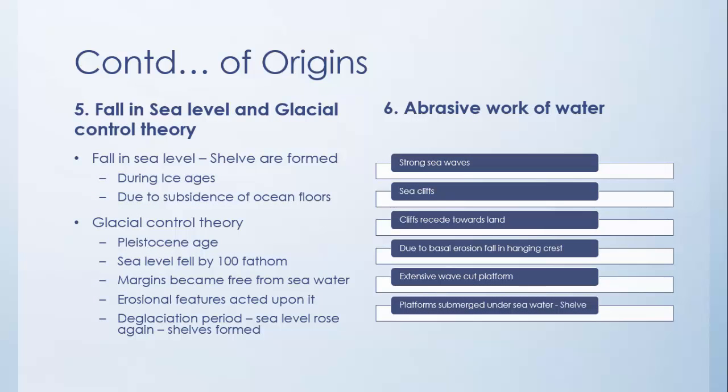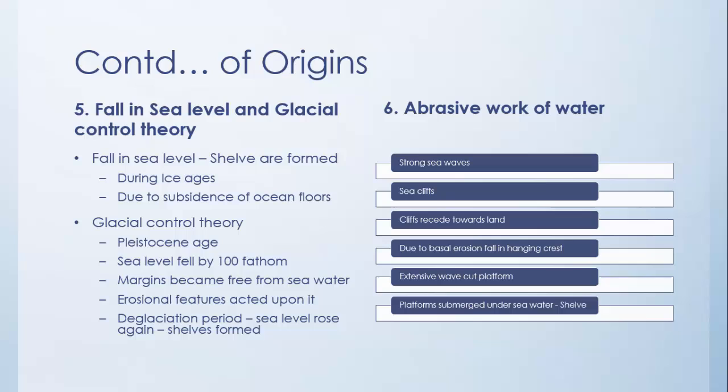Fall in sea level and the glacial control theory. Next one is fall in sea level. Fall in sea level means the shelves were formed during the ice ages and due to the subsidence of the ocean floors. During the ice ages, ice was formed out of water, so the water present along the coastal areas tends to recede.